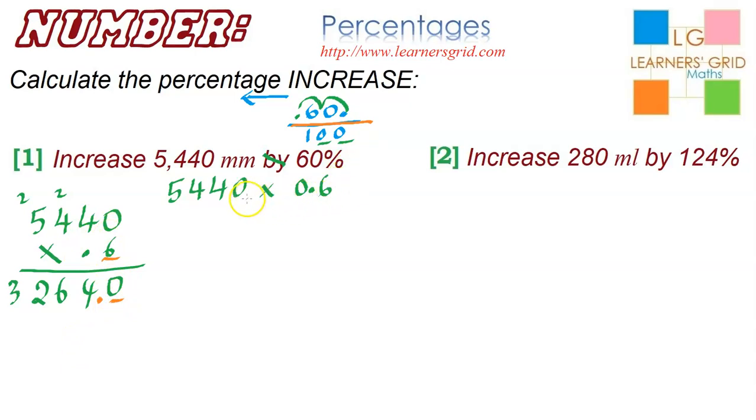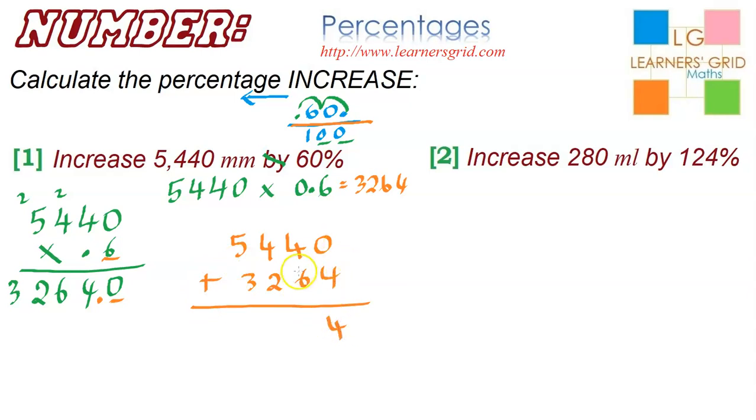So I now know that the answer to 5,440 multiplied by 0.6 is 3,264. That is 60%. So all I have to do now is 5,440 plus 3,264. Just add them together, and I will then have the correct answer. So 4 plus 0 is 4. 4 plus 6 is 10. 4 plus 1 is 5, and 2 is 7, and 5 plus 3 is 8. The unit of measurement is millimeters, and so now I have the final answer.